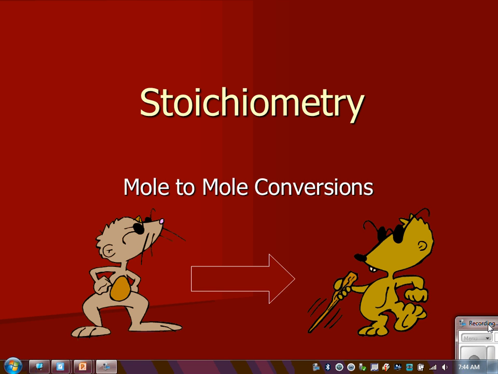The first step here is mole conversions. It's kind of the beginning stages. So let's keep moving on.